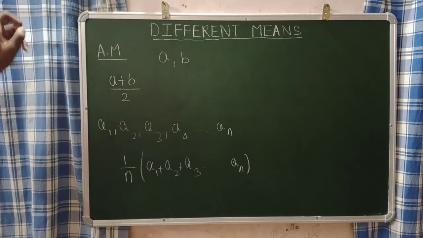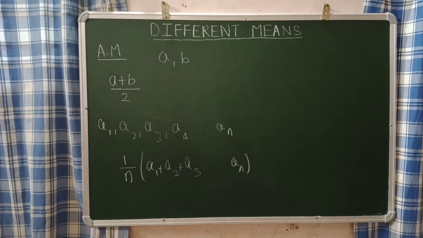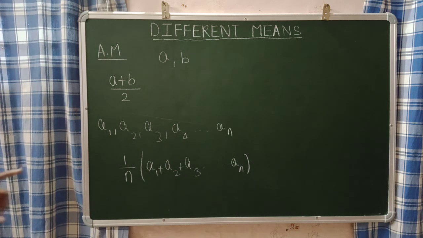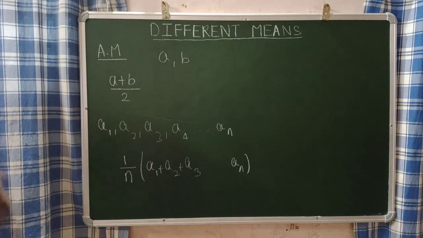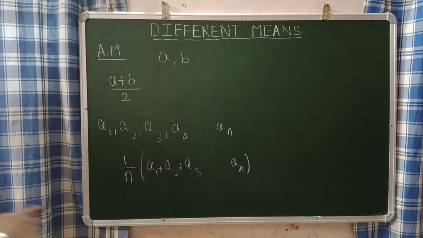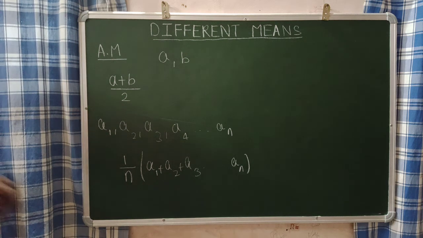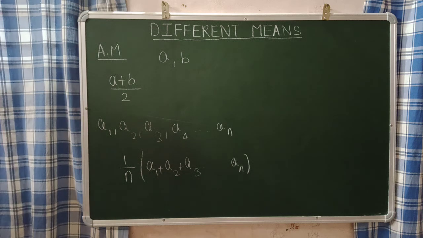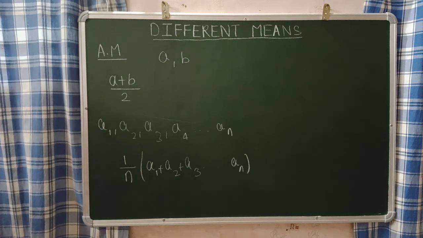So arithmetic mean of two non-zero numbers A and B will be (A plus B) by 2. Arithmetic mean of n non-zero numbers will be nothing but (1 by n) into (A1 plus A2 plus A3 up to AN), if A1, A2, A3, A4, AN are the elements of this particular sequence. So this is all about your arithmetic mean.